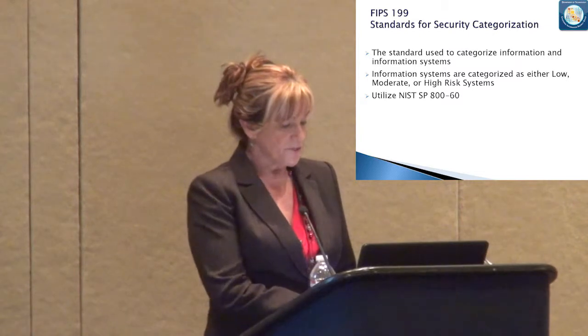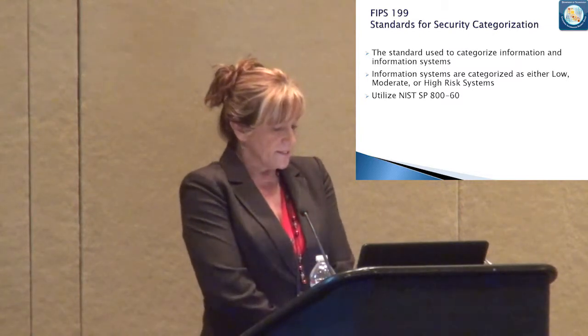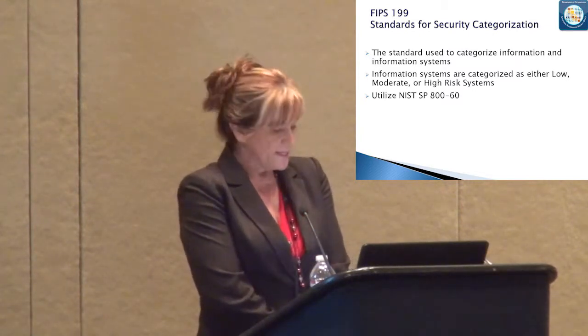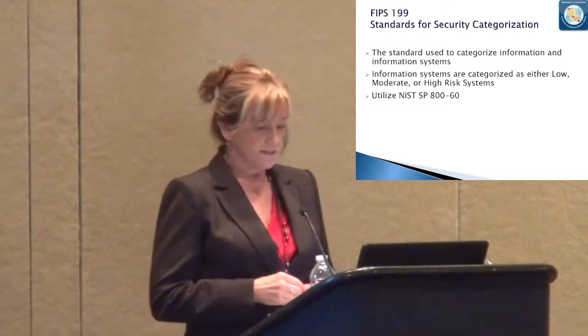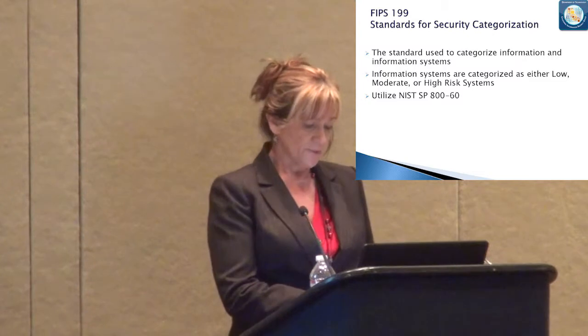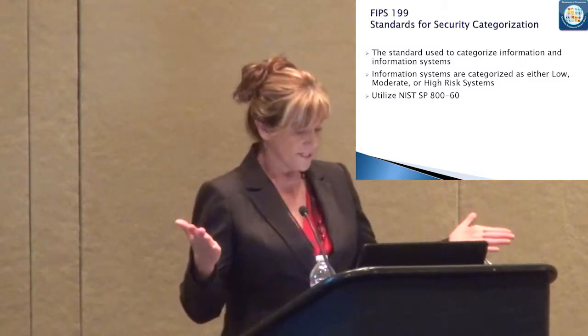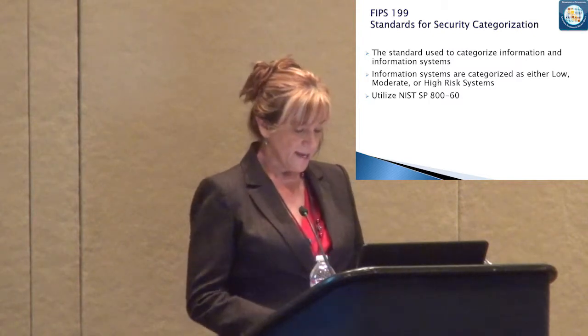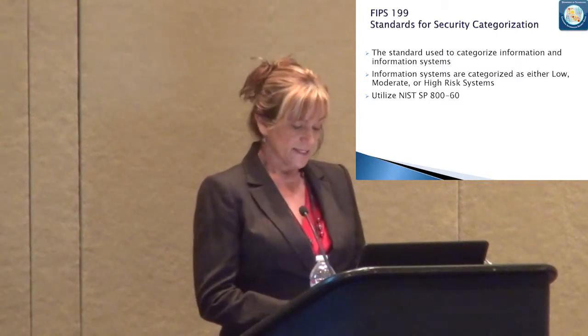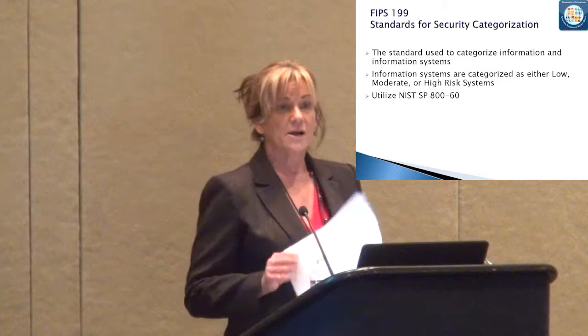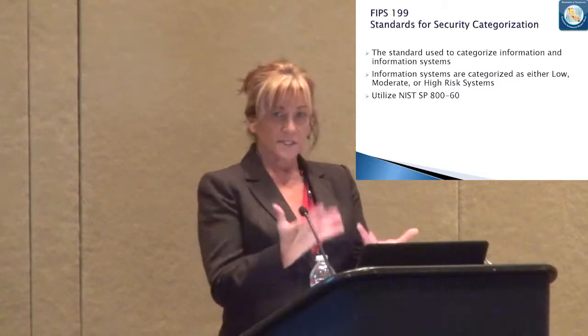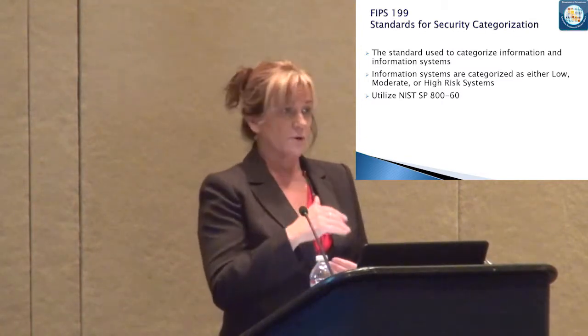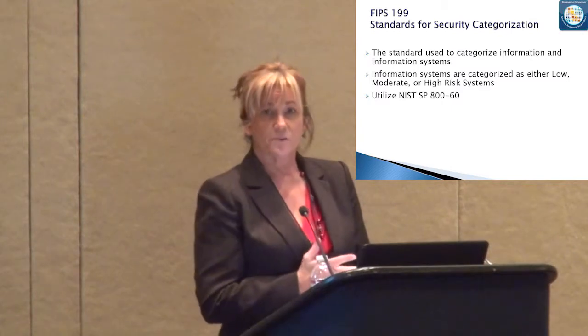800-60 is also the standard used to categorize information and information systems based on the objectives of providing appropriate levels of information security according to a range of risk levels. Information systems are categorized as either low, moderate, or high risk, and it goes into all those details of how you determine how to do that and where they are.